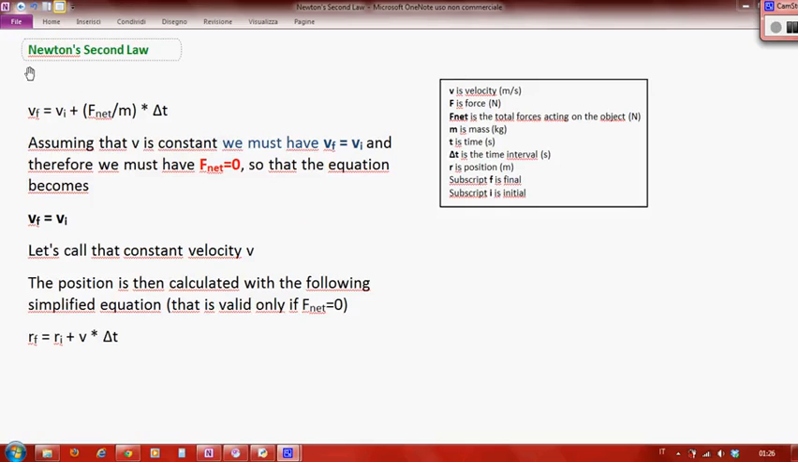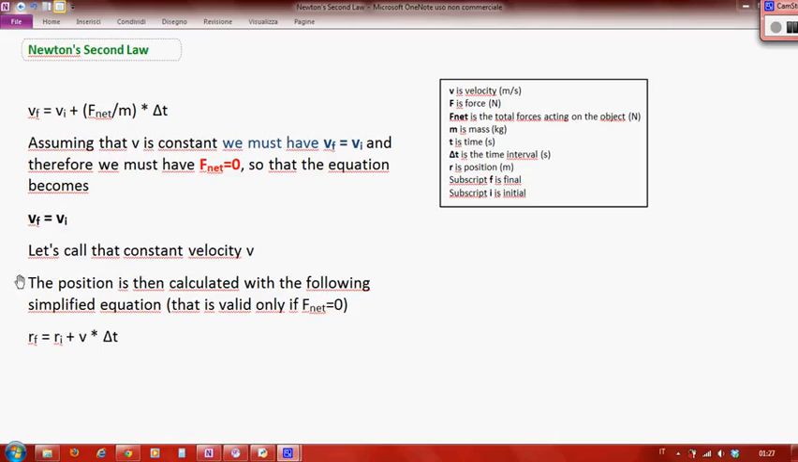This slide summarizes Newton's second law. Newton's second law says that the final velocity is equal to the initial velocity plus the total forces acting on the object divided by its mass times delta t, where delta t is the time interval. Assuming that v is constant, we must have f net equals 0, so that the equation becomes vf equals vi. Let's call that constant velocity v.